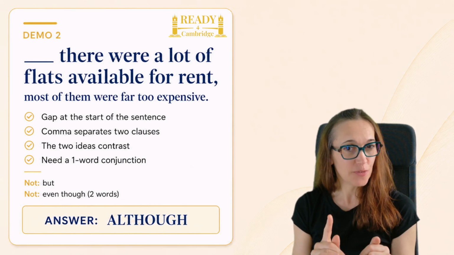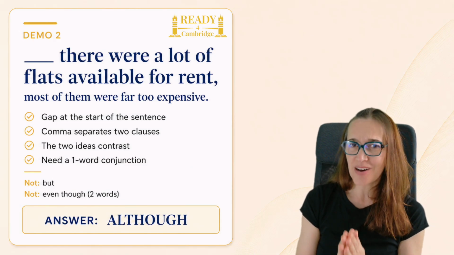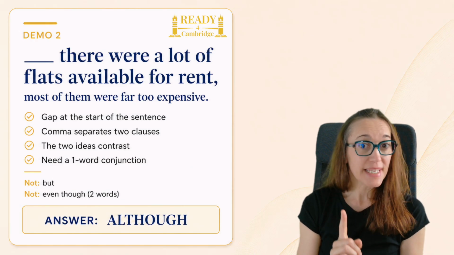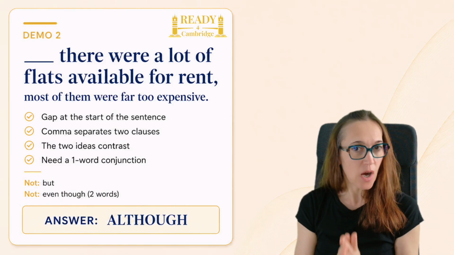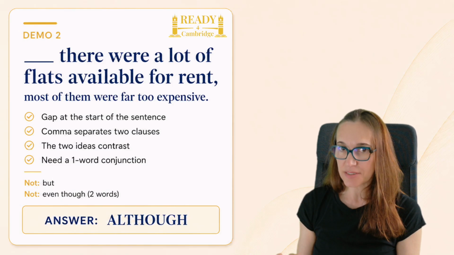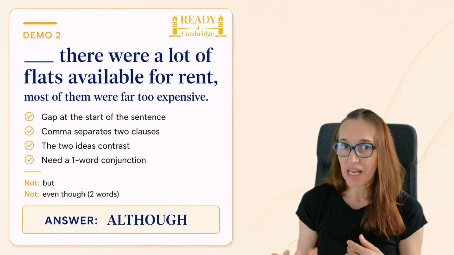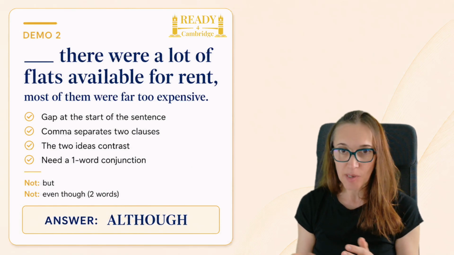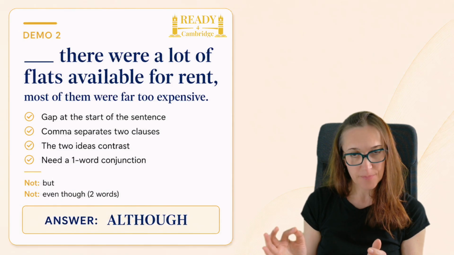There were a lot of flats available for rent. Most of them were far too expensive. Step 1. Read. I read the whole sentence carefully. I can see there is a comma in the middle. That comma divides the sentence into 2 parts. First part, there were a lot of flats available for rent. And second part, most of them were far too expensive.